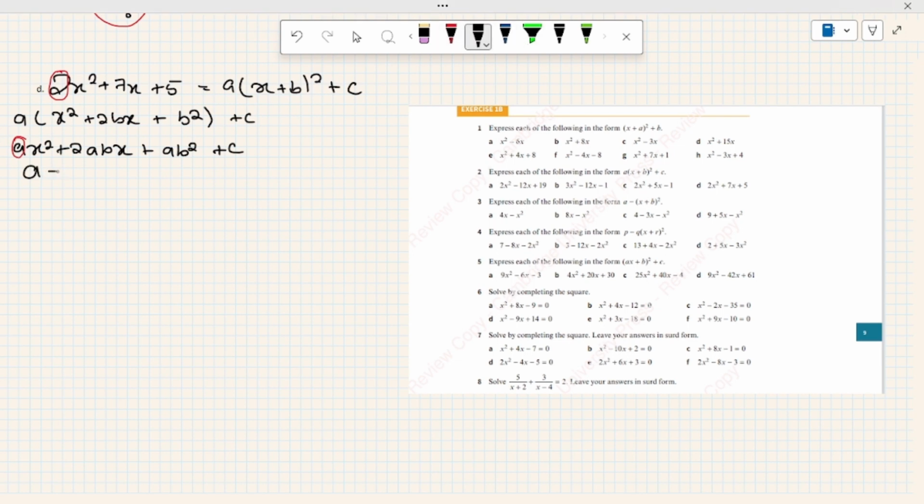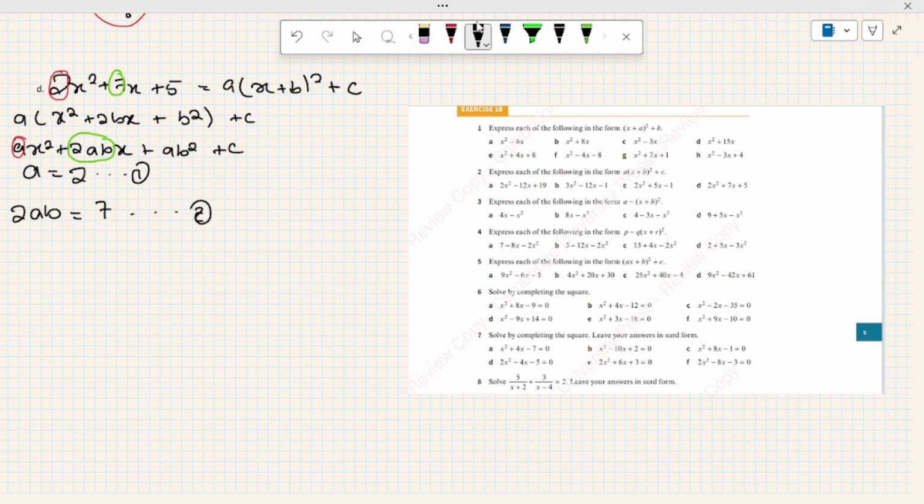already given. The value of a is equal to 2, which is our first equation. And then you're going to look at the coefficient of x, which is 2ab. The coefficient of x is 2ab. So 2ab is going to be equal to 7. So this is our equation 2.